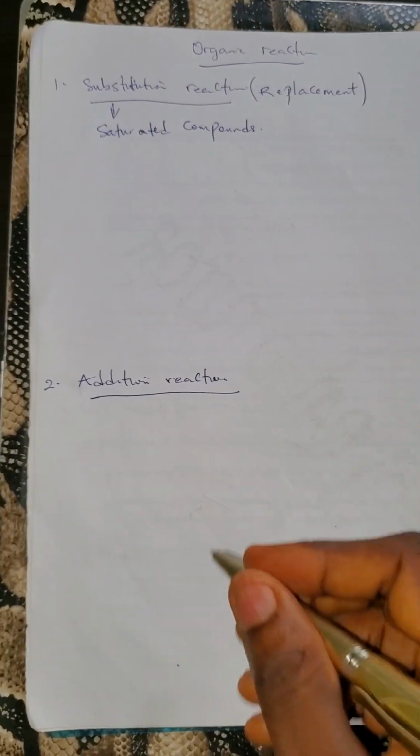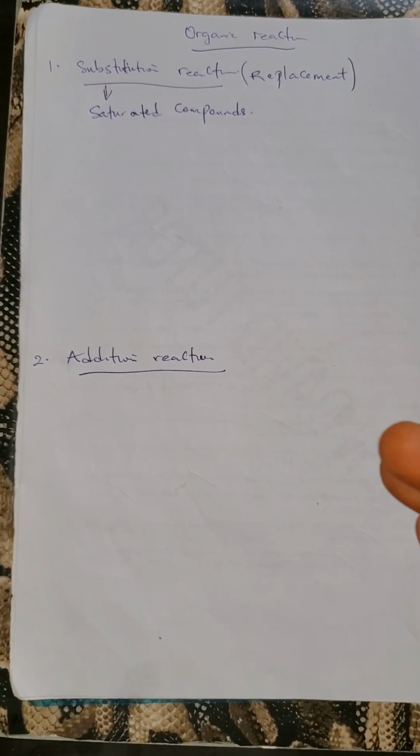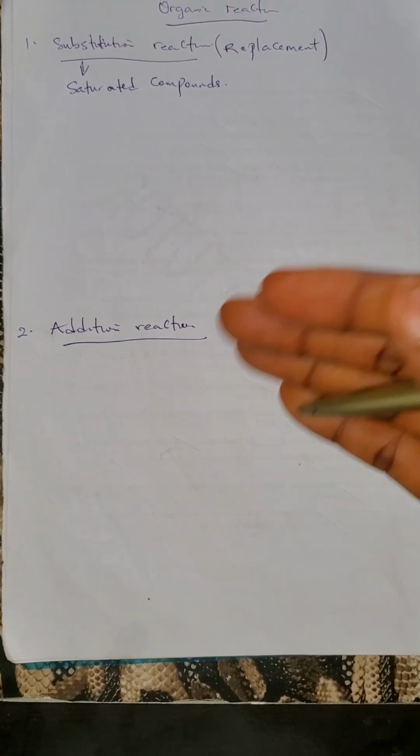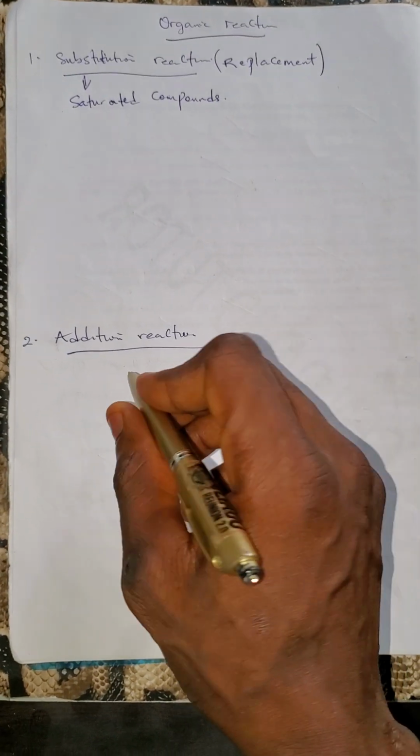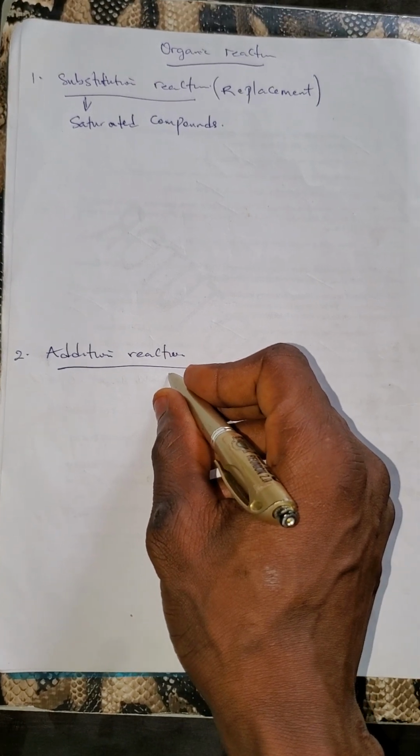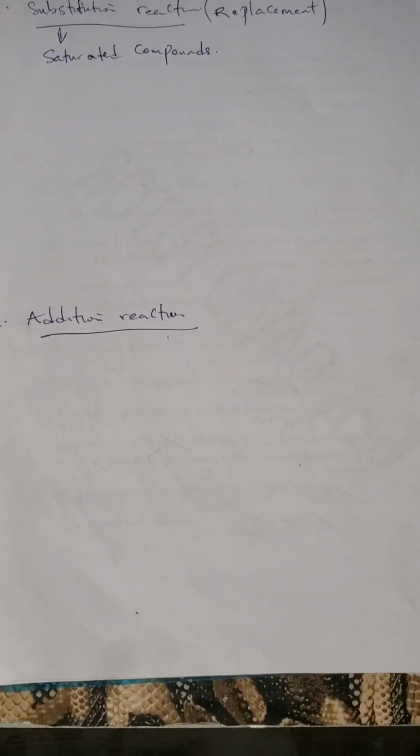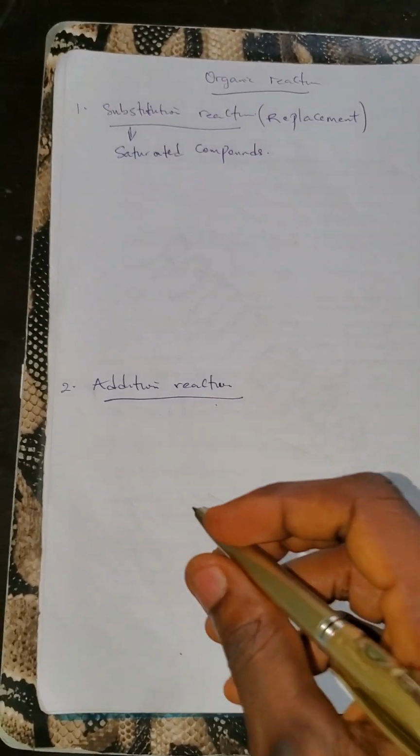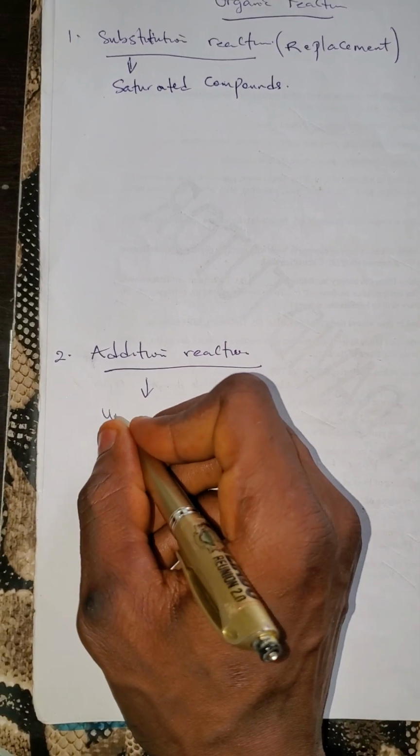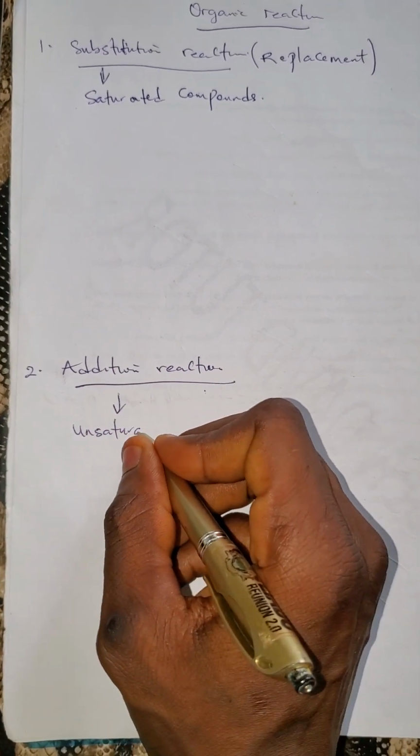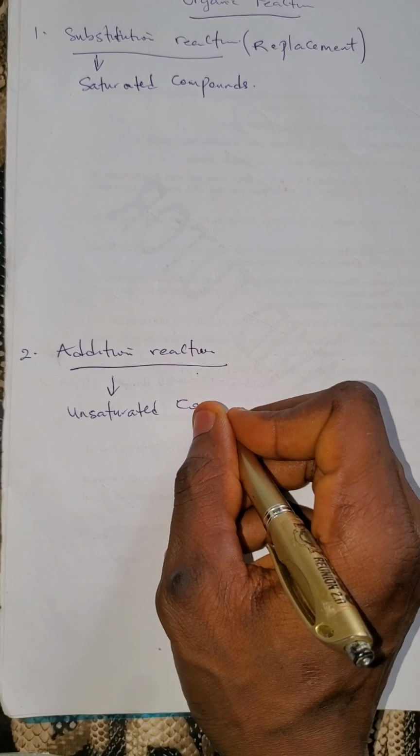Addition reaction is the process by which there's a direct addition of atoms or groups of atoms to an organic compound. This one deals without replacement. There will not be replacement, so it will just be one direct addition, without elimination. Addition reactions occur in unsaturated hydrocarbons or unsaturated compounds.